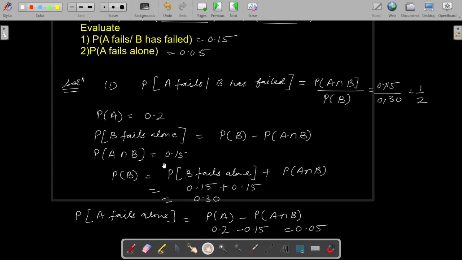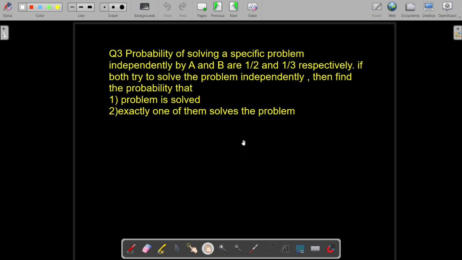Now, next question. Now this question says, probability of solving a specific problem independently by A and B, it is written independently, are 1/2 and 1/3 respectively. If both try to solve the problem independently, then find the probability that the problem is solved. Second, exactly one of them solves the problem.